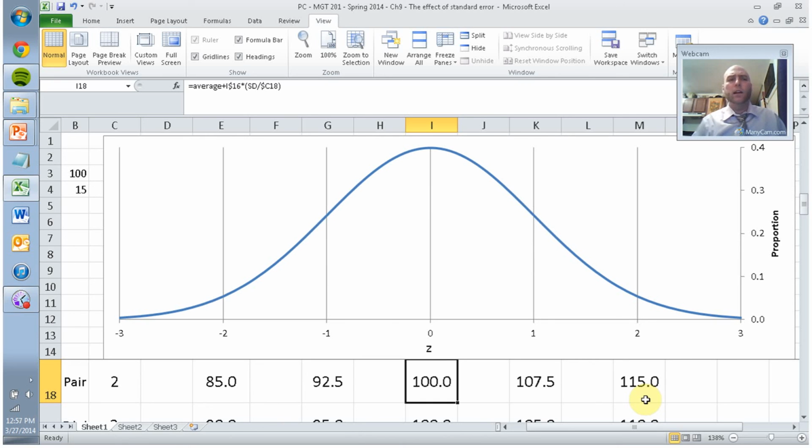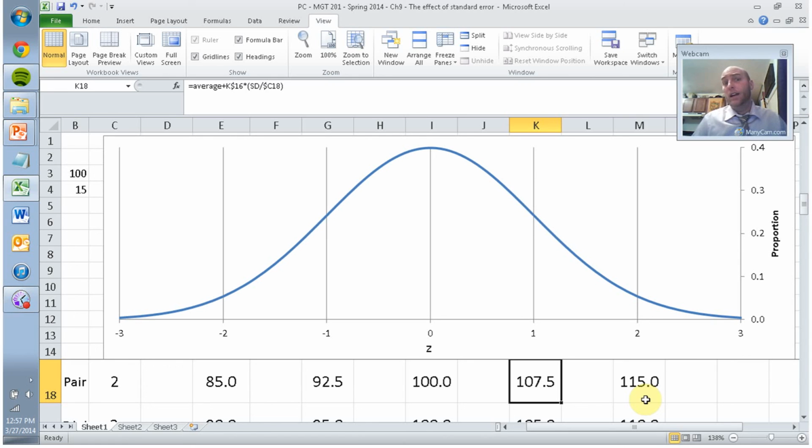Now that we're working with a pair of people, we take our standard deviation of 15 and we divide it by the square root of the sample size. That's our standard error. Our standard error here would be, well, it looks like 7.5, because that's what happens when I move up one standard deviation. This is examining pairs of people.